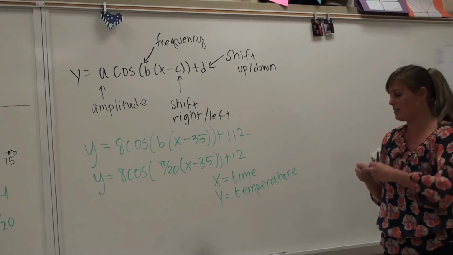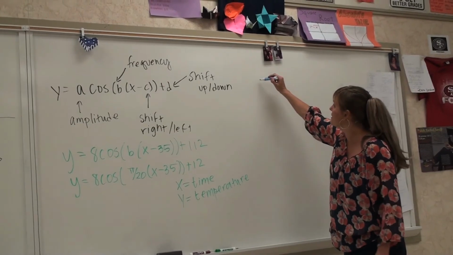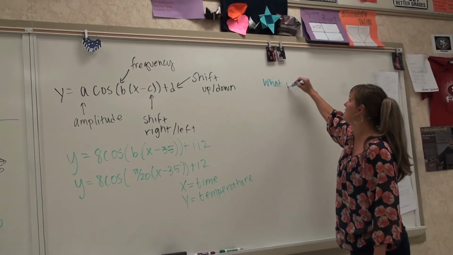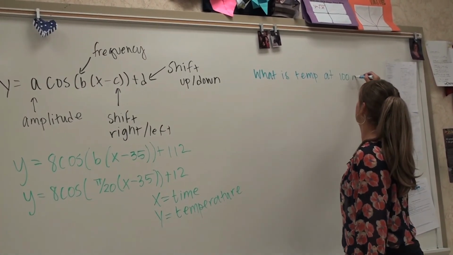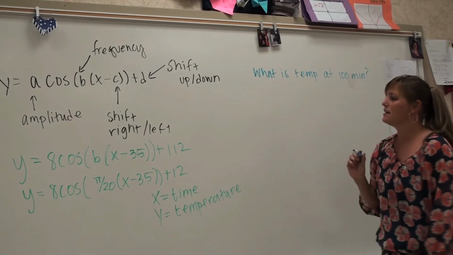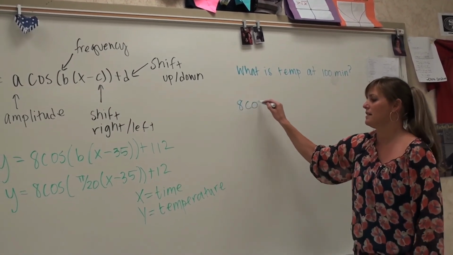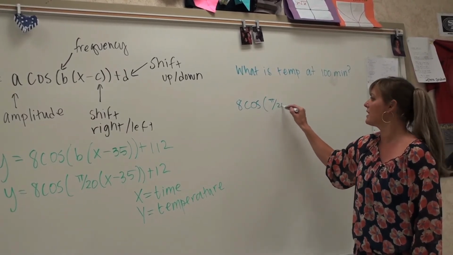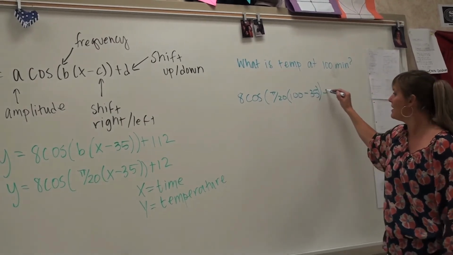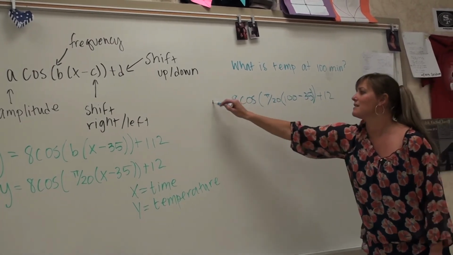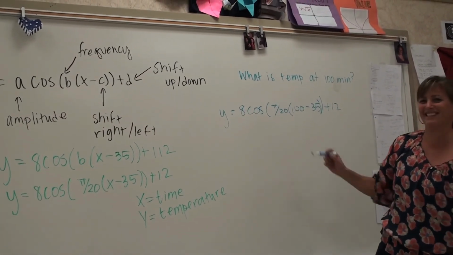So then you can use this equation to say maybe, what is his temperature at 100 minutes? So then you would just have to plug in 100 here. So then you put it in your calculator. This is not going to be on your unit circle, so don't freak out. So 100 minus 35 plus 112, and then just put this into your calculator. That whole value. You can tell me what you get tomorrow.